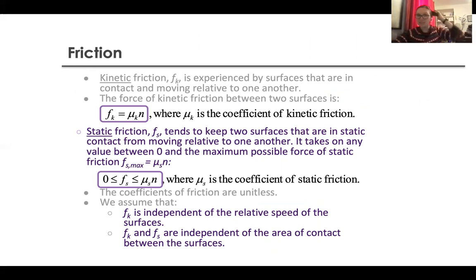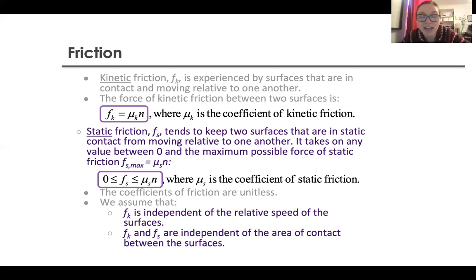So for the frictional force, we've got two types: kinetic friction and static friction. It is what it sounds like. Kinetic friction is when two objects are moving with respect to each other. If I rub my hands together, there's kinetic friction acting between them. Static friction is when two objects are stationary with respect to each other. They're not moving, it's static.